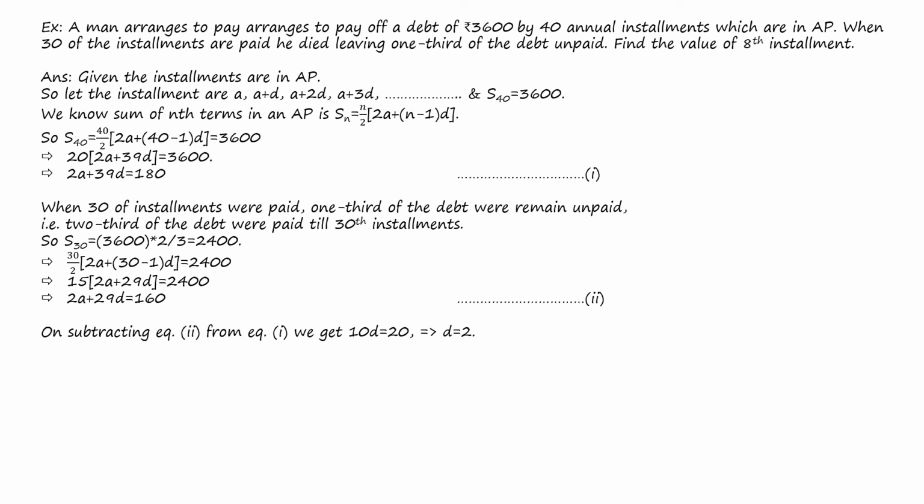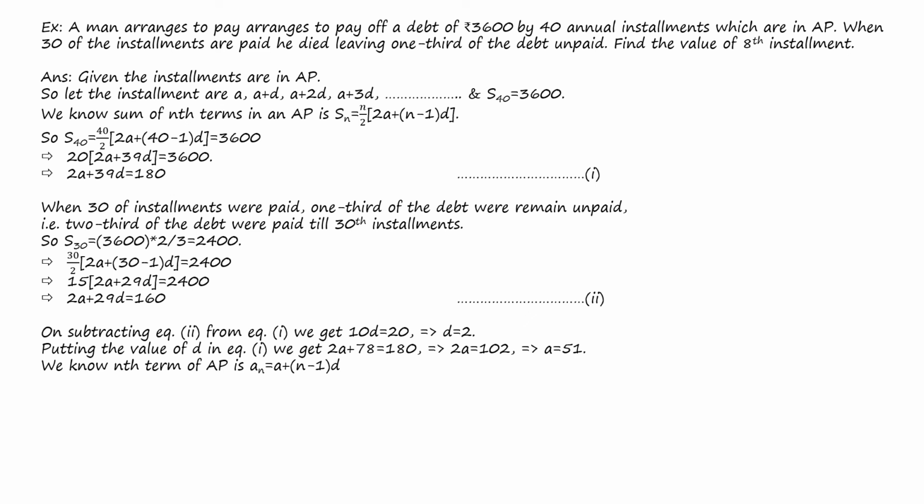Now, putting the value of d in any one of equation 1 or equation 2, we can find the value of a. Putting the value of d in equation 1, we get 2a plus 78 equals 180 or a equals 51. We know the nth term an is a plus n minus 1 whole into d. We have to find the 8th installment, that means a8. So a8 is 51 plus 8 minus 1 whole into 2, or a8 equals 65. So the value of the 8th installment is rupees 65.